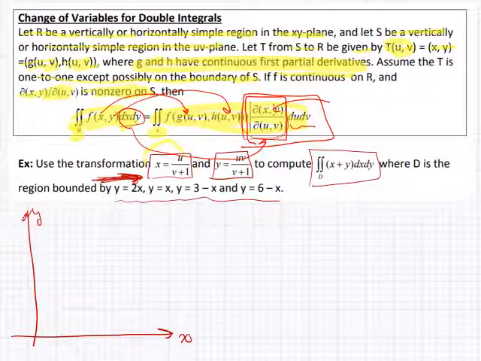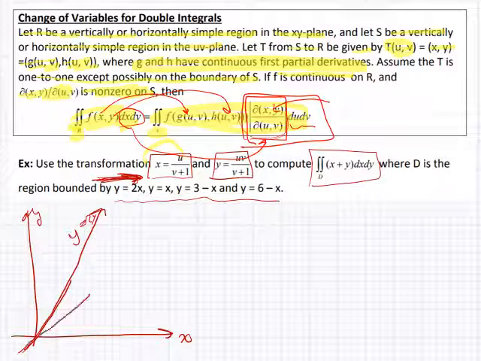So if y equals 2x, which would be, say, this line right here that has a slope of 2, that's y equals 2x. Then y equals x would be this line here, this is your 45-degree line. That's the line that has a slope of 1, so it's not as steep.